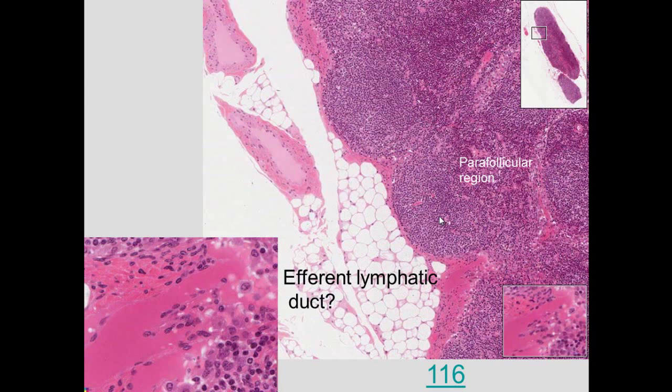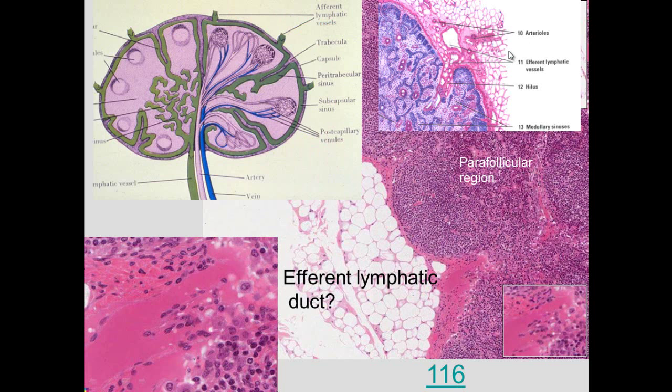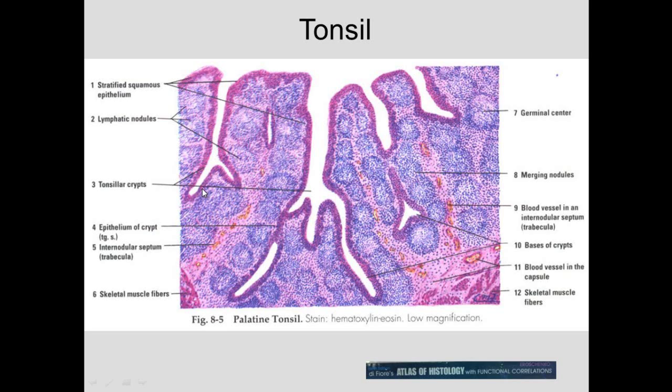After the fluid has percolated through the cortex and medulla, then it goes out through the efferent lymphatic, and I think that's what this is here, efferent lymphatic. So the efferent lymphatic is taking fluid and lymphocytes out of a lymph node. So they come in through the afferents and go out through the efferent lymphatic.